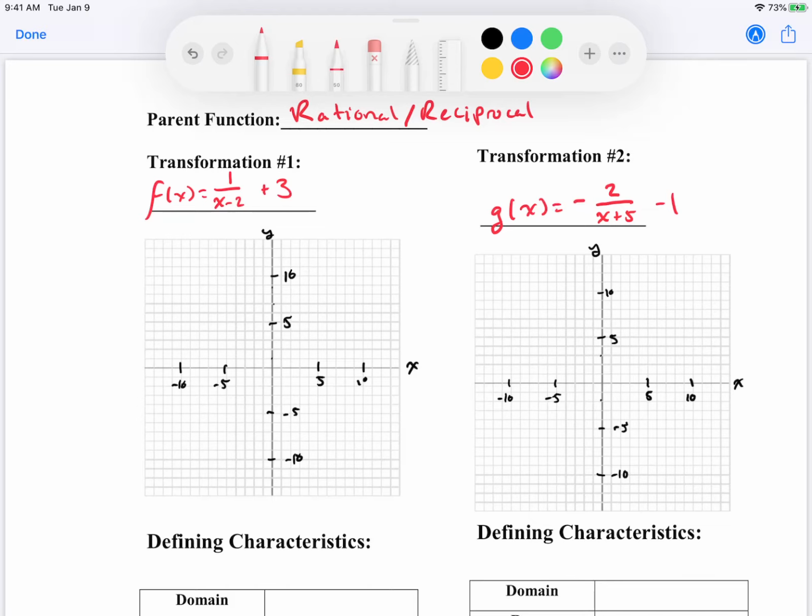All right, welcome back, guys. So now we're going to be looking at how to actually graph each of these functions, the rational reciprocal functions.